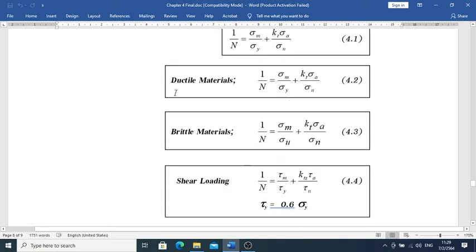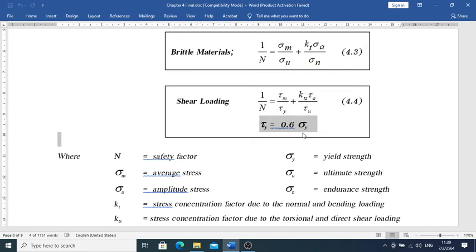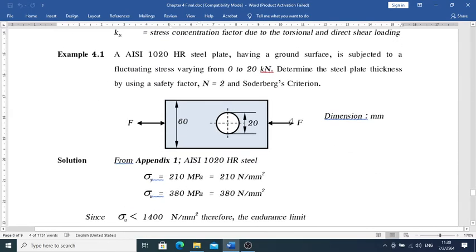For the ductile material, we have sigma_y all the way, and otherwise we have sigma_u all the way. For the shear loading we have only tau, so therefore everything is going to be changed to tau. Be careful, tau_y is equal to 0.6 of sigma_y. This is going to be simple stress, right? Because we have only one stress available there. So therefore, this is K_t and K_ts. That's what I mentioned, only simple stress. Okay, let's have a look at it.